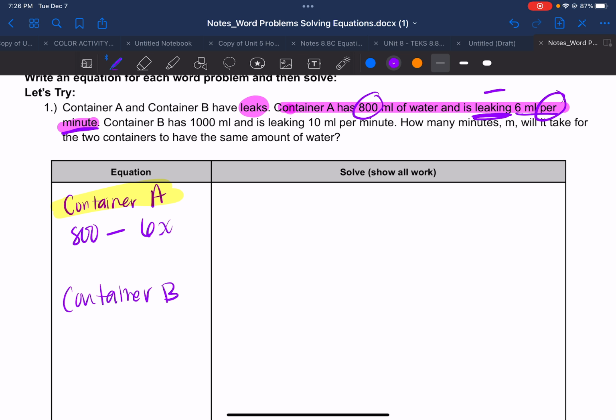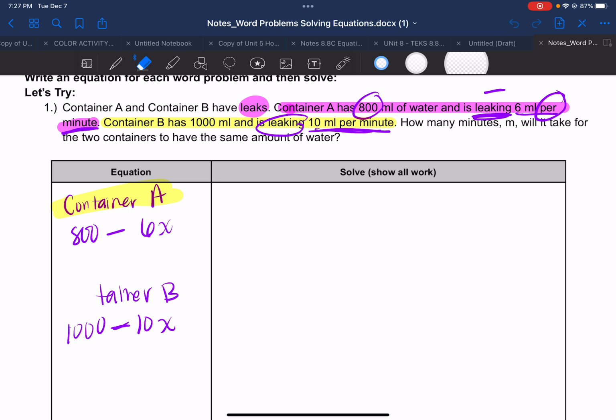All right. Container B, what does container B say? Container B has 1,000 milliliters and is leaking 10 milliliters per minute. All right, so if it contains 1,000 and it's losing, right, because leaking means to take away, 10 milliliters per minute. So this is the rate right here, so 10 per minute. So now we have our two equations.